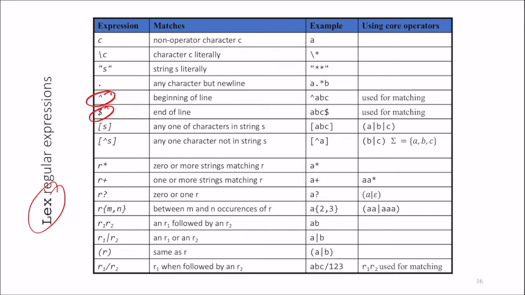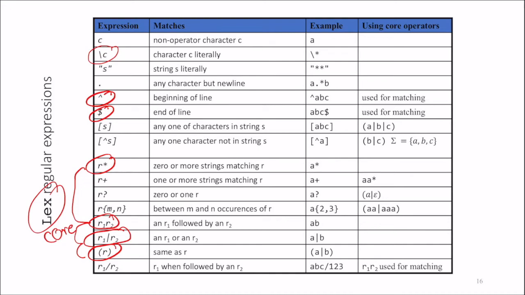So if I wanted to use a caret or a dollar to actually match a caret, then I would have to escape it using a backslash. It has all of the core operators like star, it has alternation, and it has parentheses, and it has concatenation, right? So those are the core. So these ones would be the core operators.